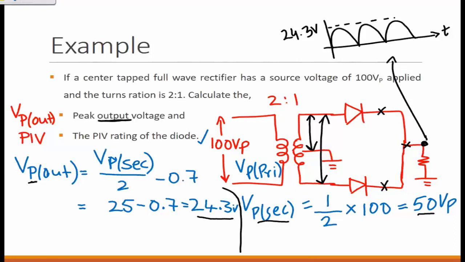So are we clear? On the primary side, from top to bottom, you have 100 volts. On the secondary side, from top to bottom, you have only 50 volts, because remember, the transformer stepped down to 50 volts. So 1/2 would be 25. 25 minus 0.7 would be 24.3 volts.